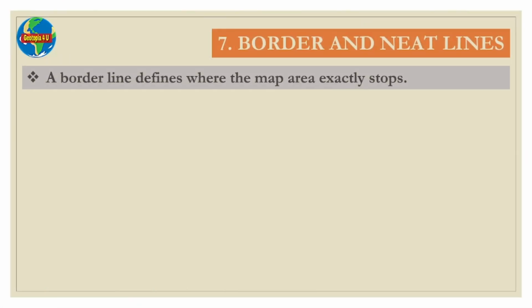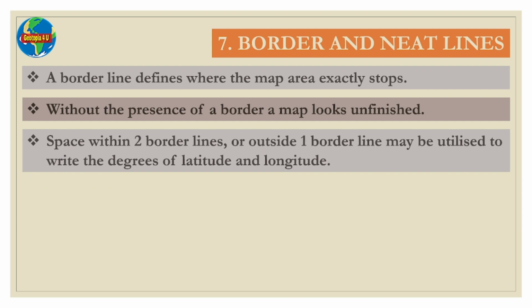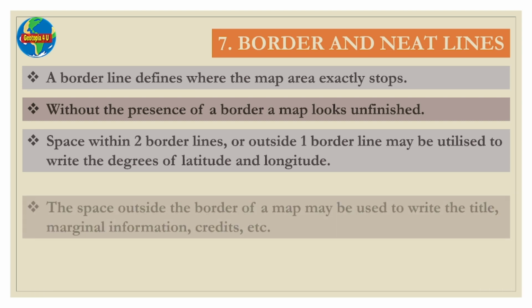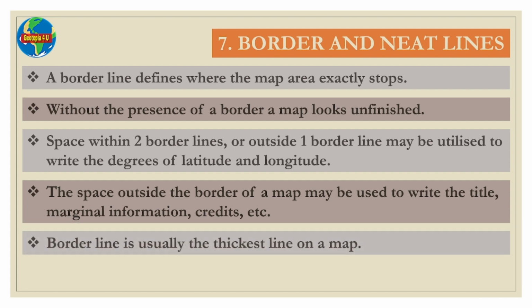Number 7. Border and neat lines. A border line defines where the map area exactly stops. Without the presence of a border, a map looks unfinished. Space within 2 border lines or outside one border line may be used to write the degrees of latitude and longitude. The space outside the border of a map may be used to write the title, marginal information, credits, etc. Borderline is usually the thickest line on a map.